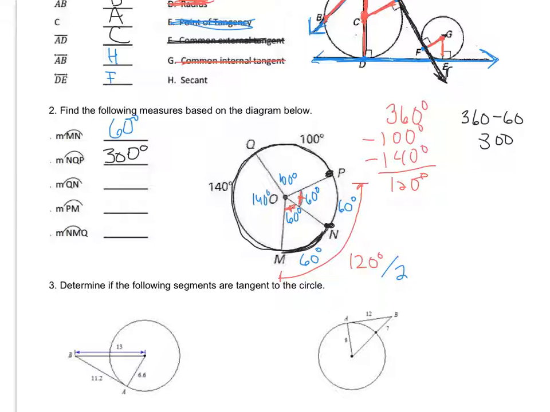All right, so now let's look at the next one, which is arc QN. So I'll highlight this one. QN goes from Q to N. So if you look, the only arcs that make up QN are the 100 and the 60. So if I add those together, QN is simply 160.